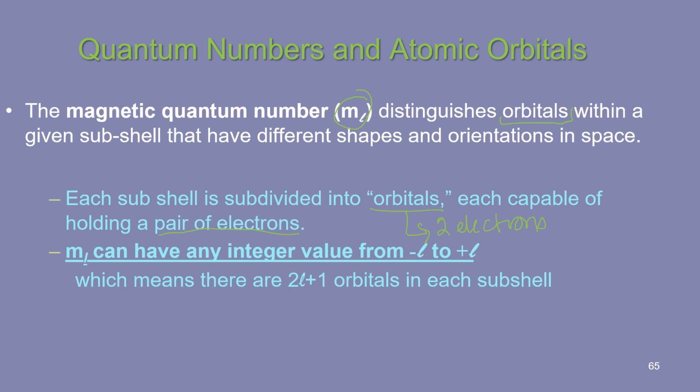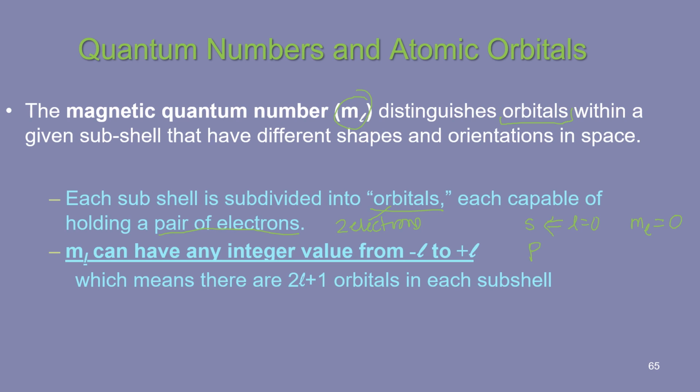So if L equals 0, remember what I said on the previous slide, that means I'm in an S subshell. And what's the rule? If L equals 0, m sub L could be anything from negative 0 to positive 0, so any integer between negative 0 and positive 0, which of course is only 0. So m sub L will only equal 0 if I'm in an S subshell.